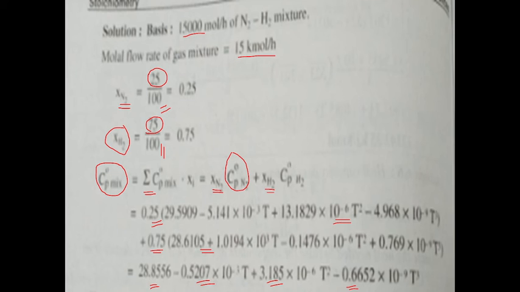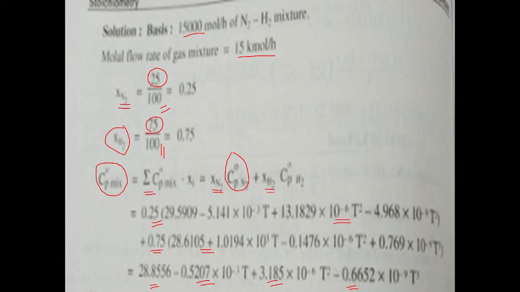Finally we have 28.8556, then minus 0.5207 into 10 to the power minus 3 t, then plus 3.185 into 10 to the power minus 6 t square, and the last one, 0.6652 into 10 to the power minus 9 t cube. Are you clear or not? Now we have the Cp0 mixture value.